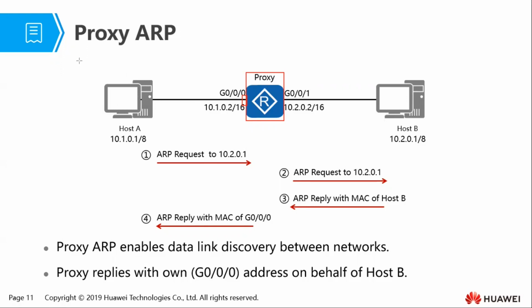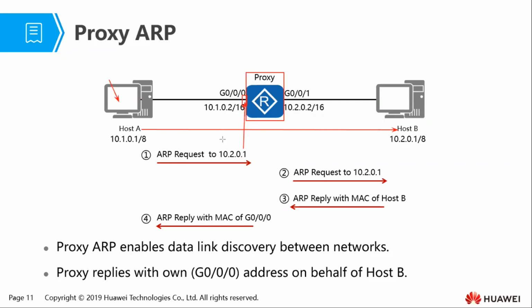So how does proxy ARP really work? In this particular example, we want to send a packet to host B. First thing we do, we check our ARP cache table. We don't find any association for that destination address in our ARP cache table. So we generate an ARP request. That ARP request is a broadcast, and our gateway is going to receive it.